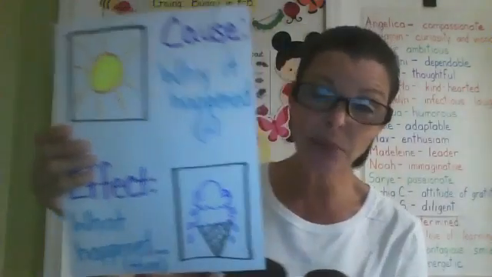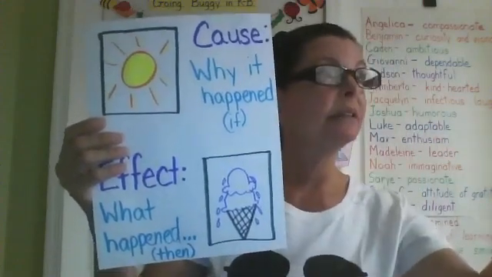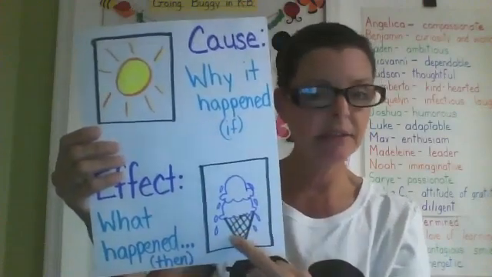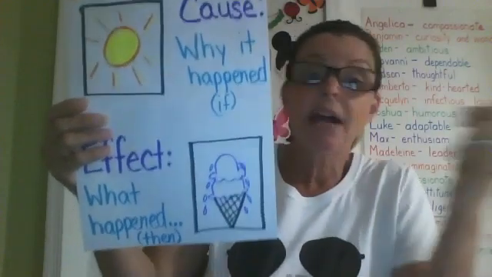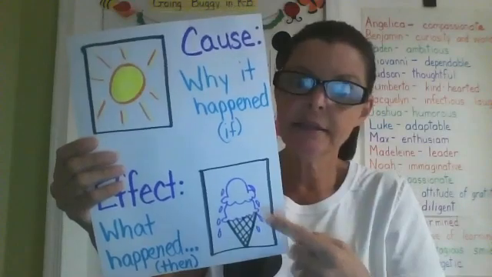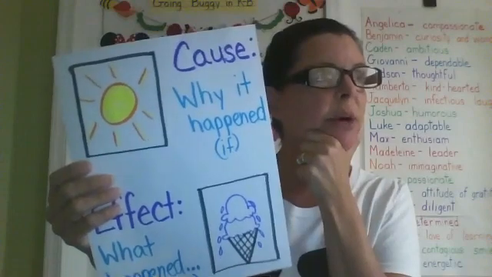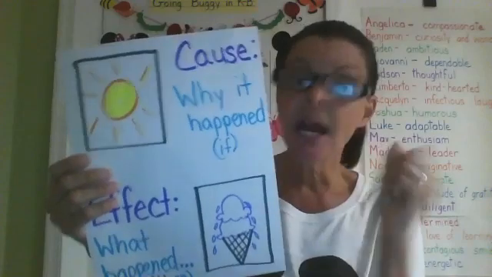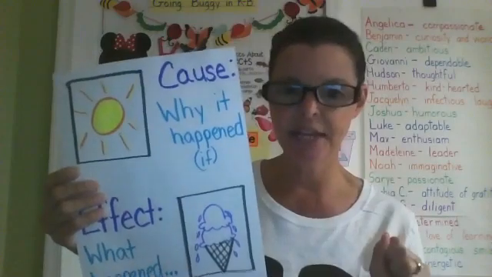And I just want you to remember this chart because this is going to help you, right? Think about, well, if this happens, then what? Well, if it's sunny outside, then my ice cream's going to melt. If I don't practice reading every day, then I won't be a very good reader, right? Let me think about another one. If I don't brush my teeth every night, then I might get a cavity.